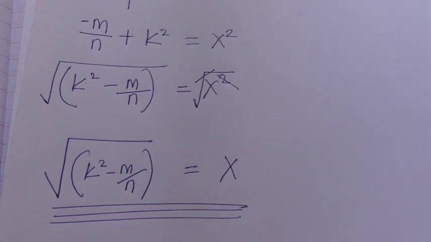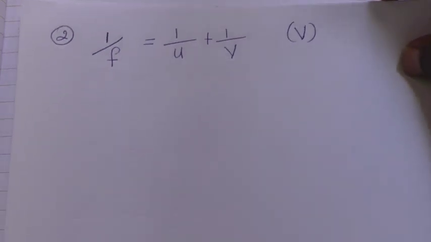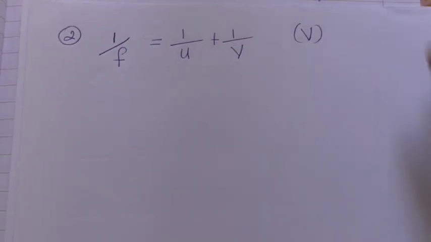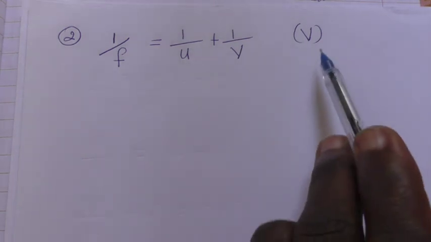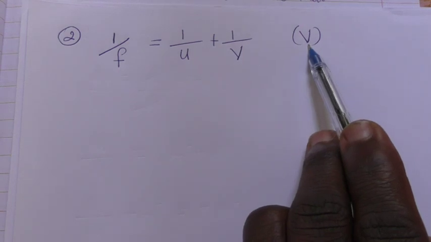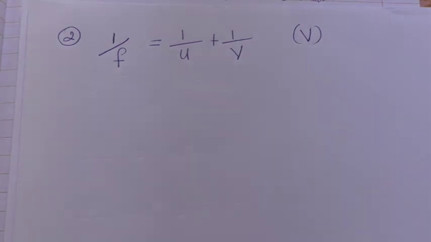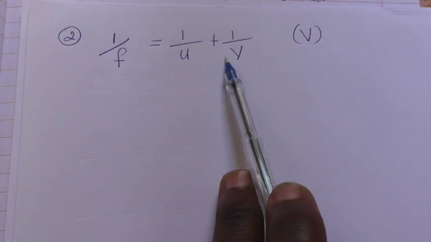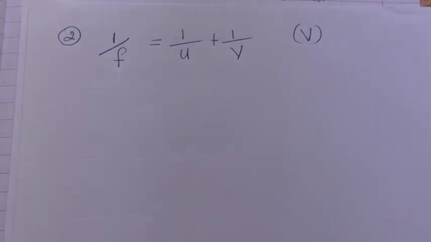That was our first example of change of the subject. Let us go to our second example. In this second example, we are having 1 over f equals 1 over u plus 1 over v, and therefore we are making v the subject. So these are fractions. Let us first simplify the fractions.